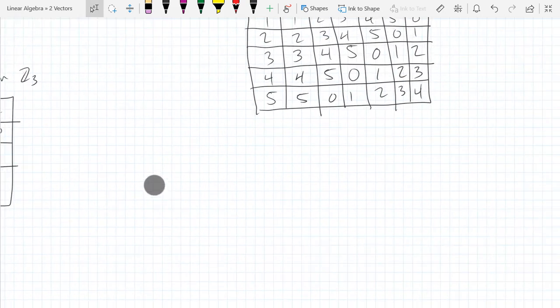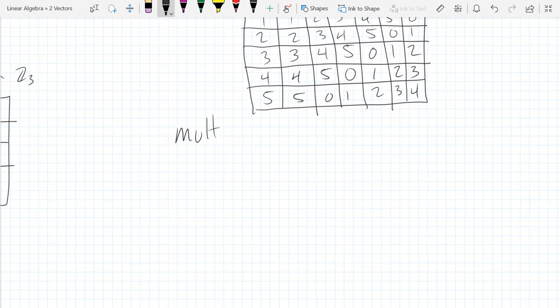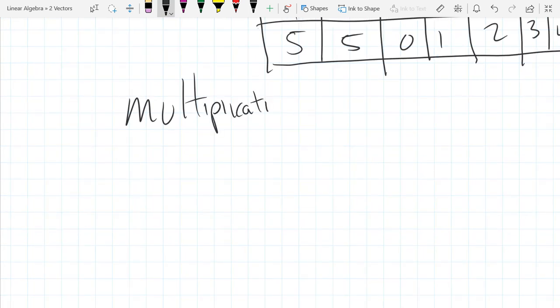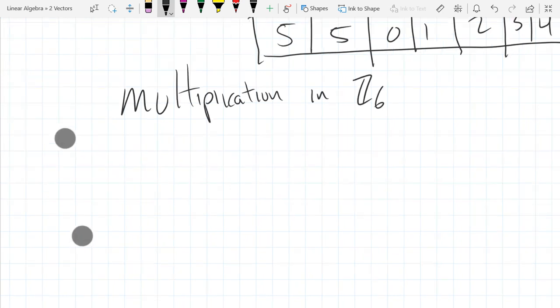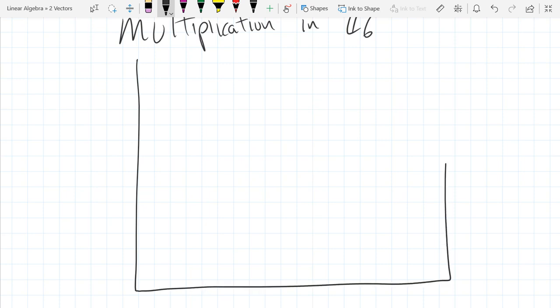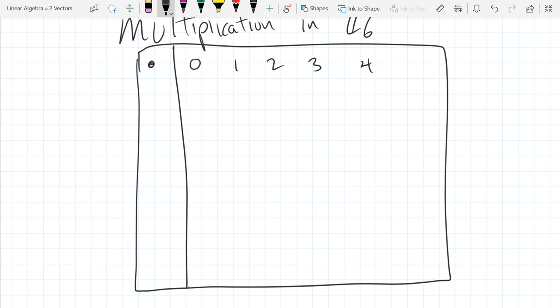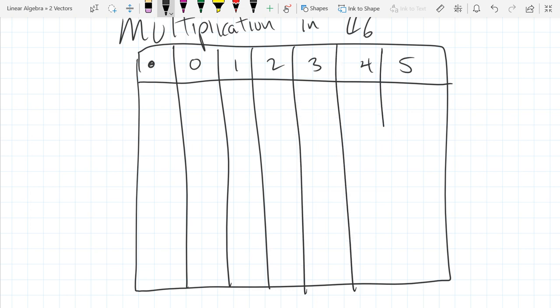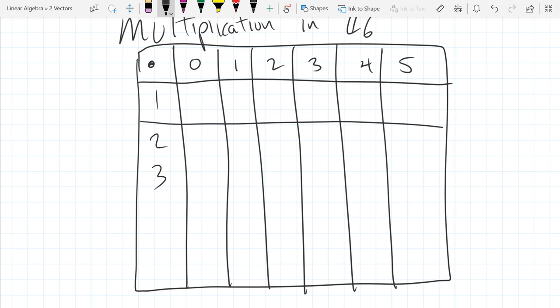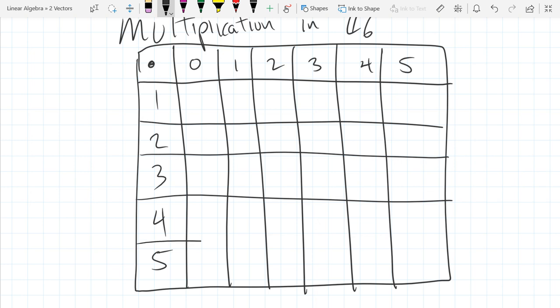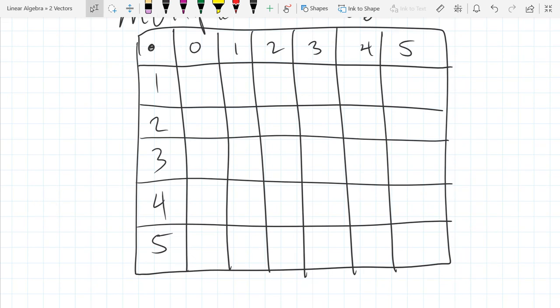Let's finish our multiplication table for Z6. I already messed up. What is wrong with this table? On the left side, just start at 1, so I'm missing a 0. We'll just go and renumber. Actually, I'll just squeeze in a 0, 1, and 2.